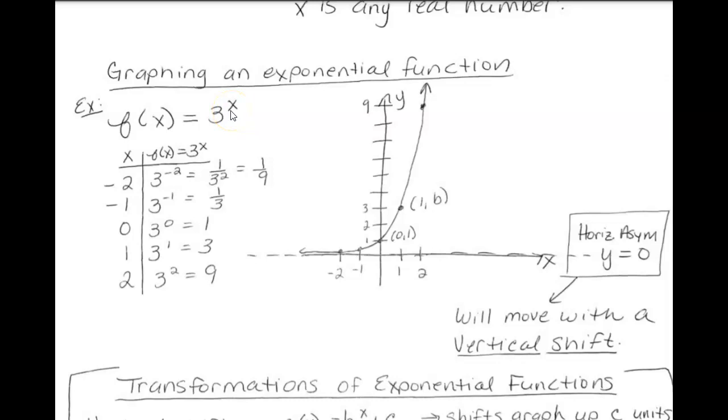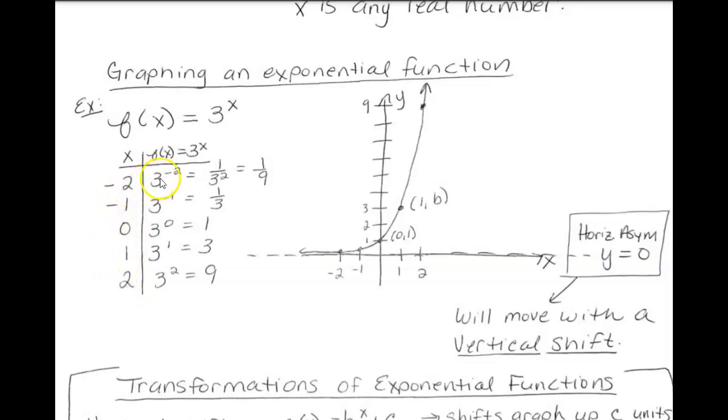If I don't really have any idea what's going to happen and I'm trying to get a table of values that I can plot, we're going to set up a chart, x, and then our function f of x equals 3 to the x. Remember, the domain is all real, so I just chose my own set of x values to use. A couple negative numbers, -2 and -1, 0, and then +1 and +2.